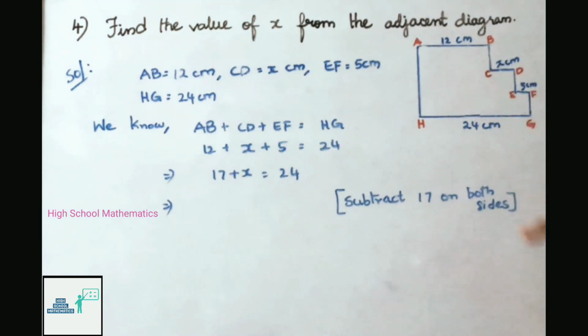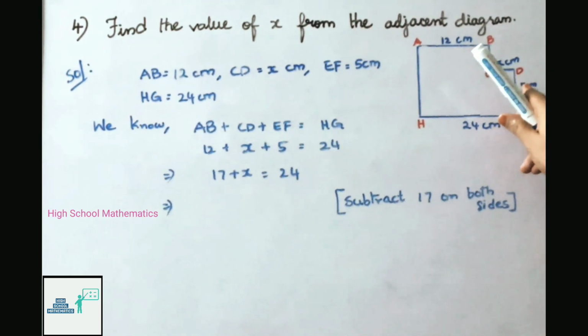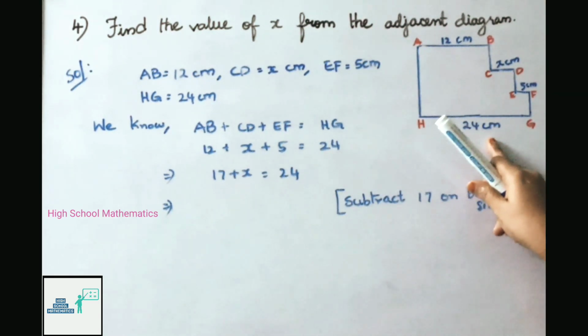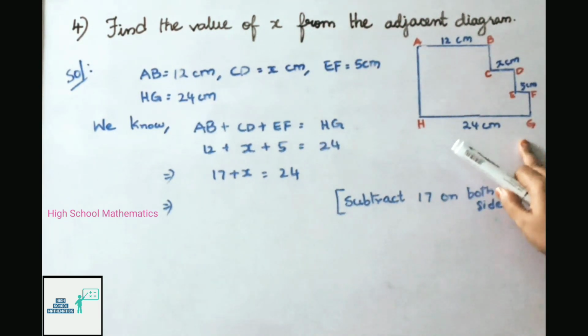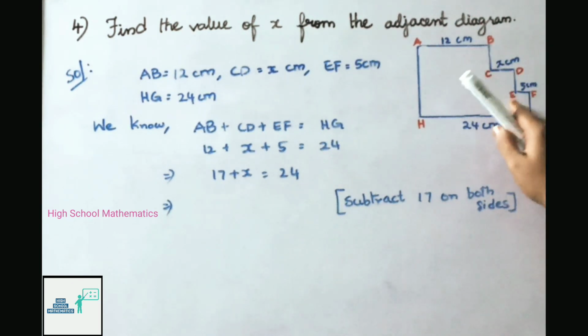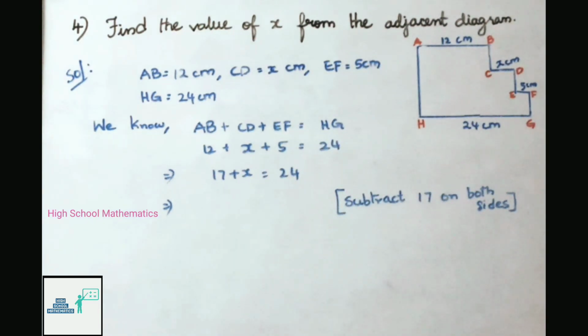Its value is x centimeters, they have given. Here we placed EF variables, its value they have given as 5 centimeters, and HG we have placed variables and they have given its value as 24 centimeters. From this figure we can understand that HG is equal to AB plus CD plus EF. So we have written AB plus CD plus EF equals HG.